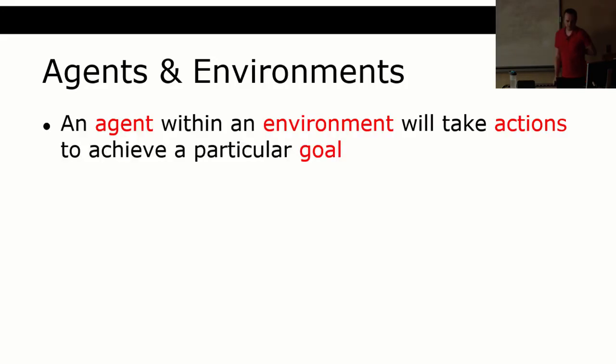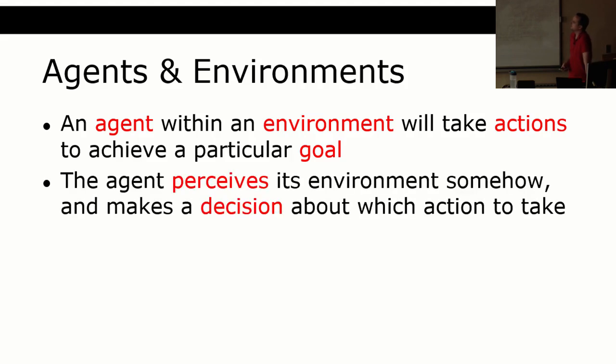So an agent within an environment takes actions to achieve a particular goal. Ideally, we are going to be giving our agent some sort of goal, whether it's solve the maze the fastest, or beat the other person at chess, or get the most points, and then it will try and take actions to achieve that goal.